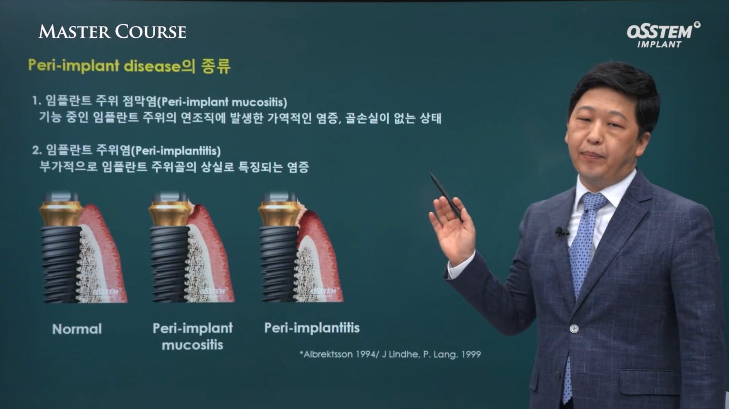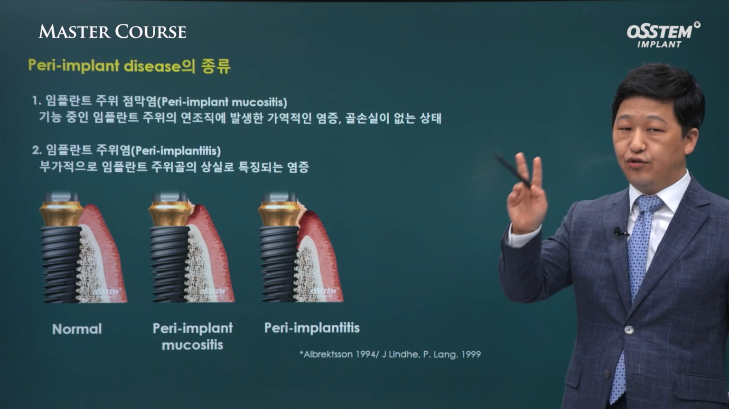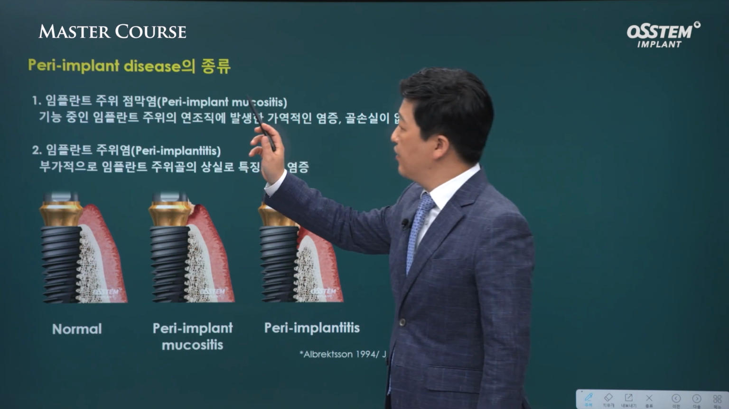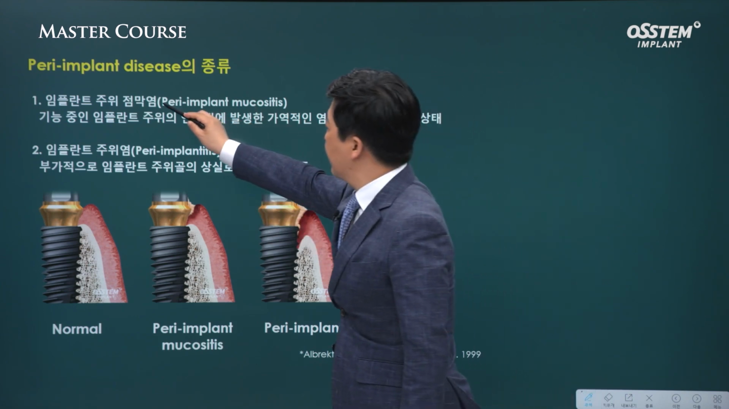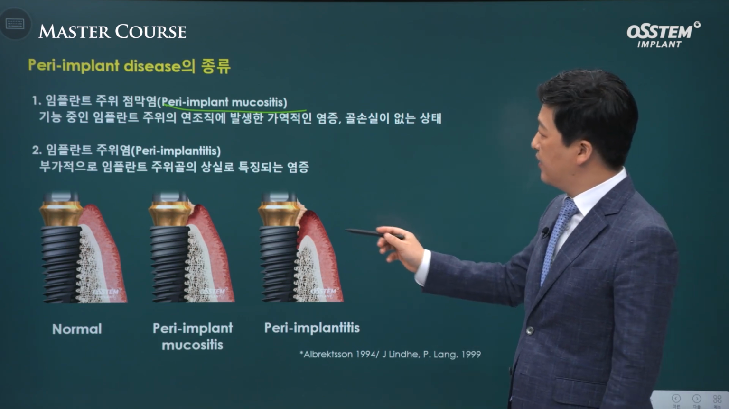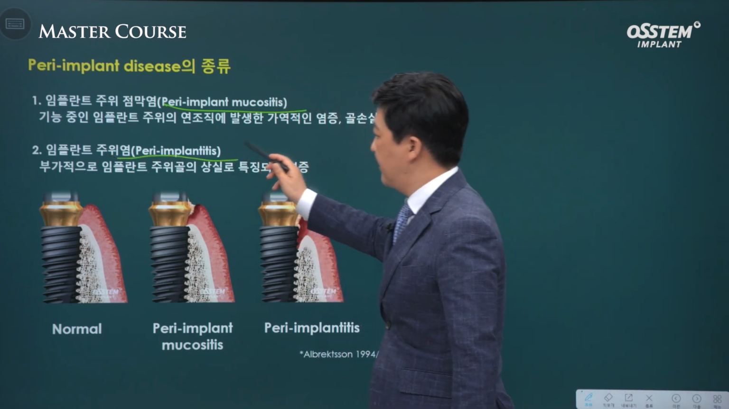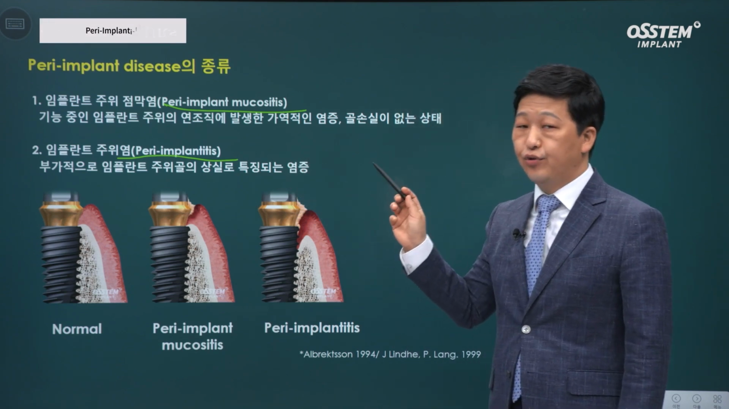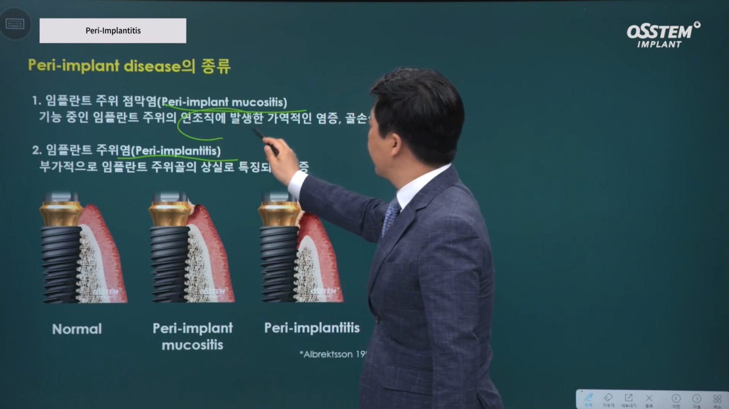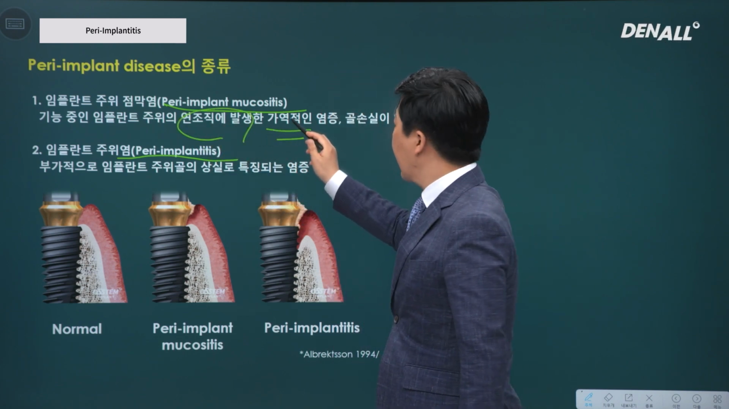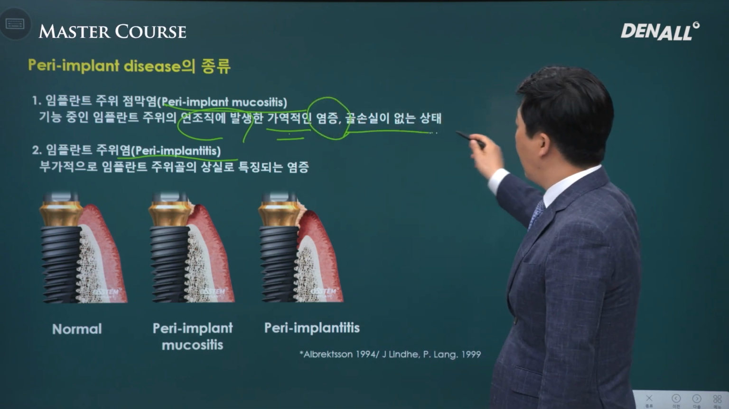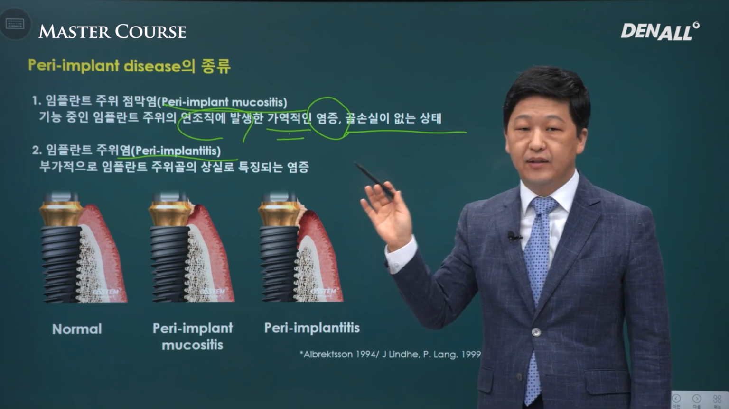Peri-implant disease can be largely divided into two. First is peri-implant mucositis. Second is peri-implantitis. What is peri-implant mucositis? This is a reversible inflammation in the soft tissue that surrounds the implant. There is no bone loss. This refers to peri-implant mucositis.